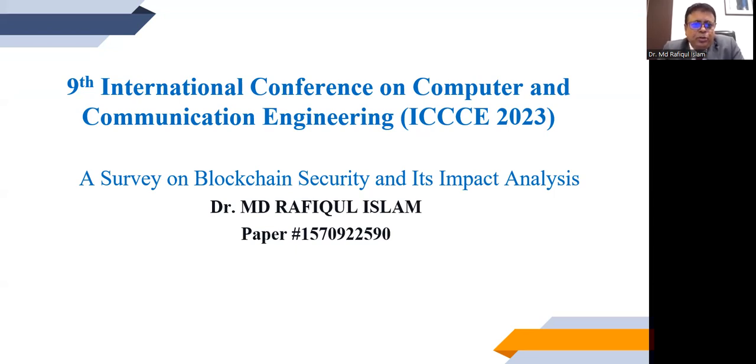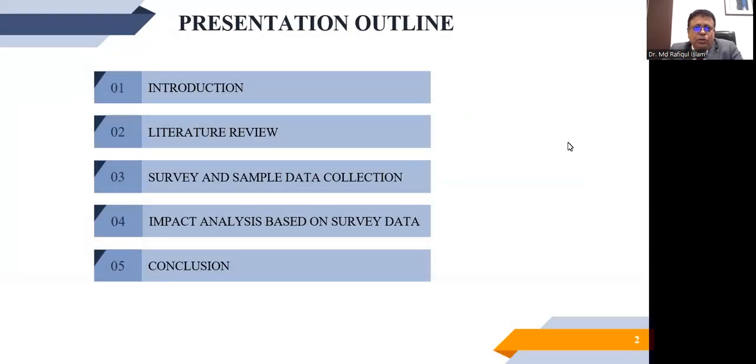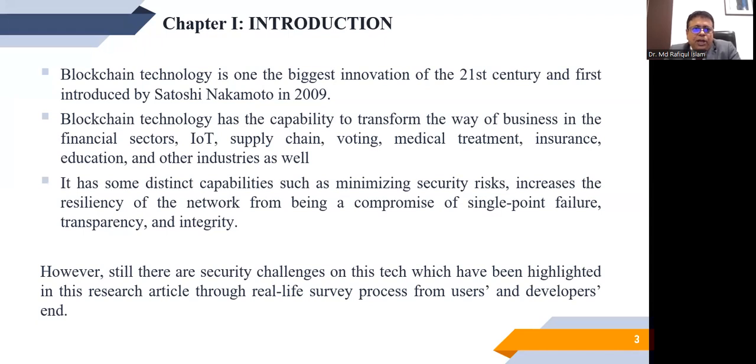Today I'm going to present our research topic, called a survey on blockchain security and its impact analysis. The presentation outline is: first, the introduction; second, literature review; third, survey and sample data collection; number 4, impact analysis based on the survey data; and finally, the conclusion. So our next part is the introduction.